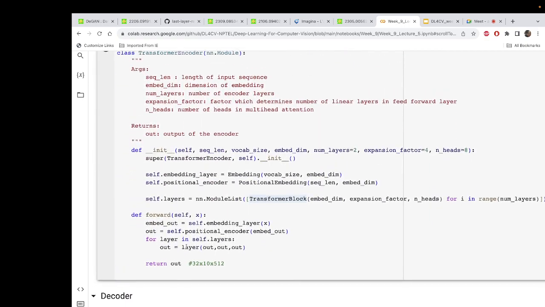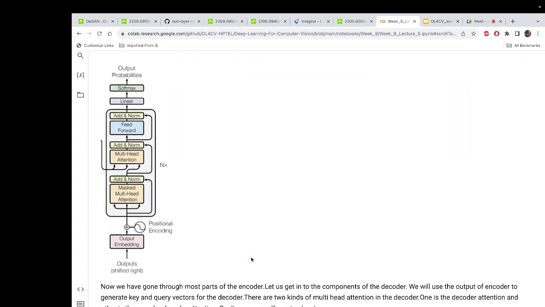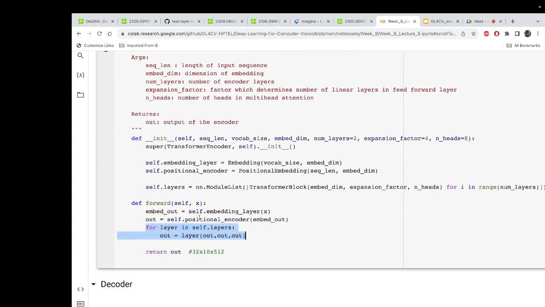and similarly, the transformer encoder comprises 6 such transformer blocks. That is what is given in this for loop. Now comes the decoder. So, that is all about the encoder.